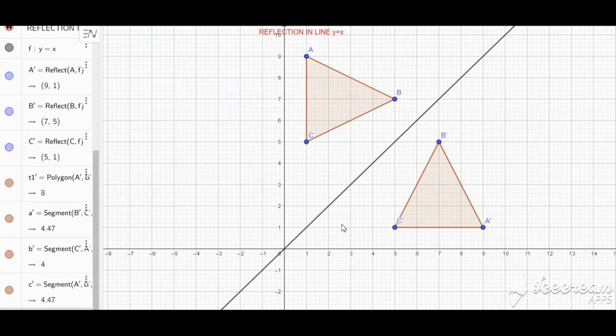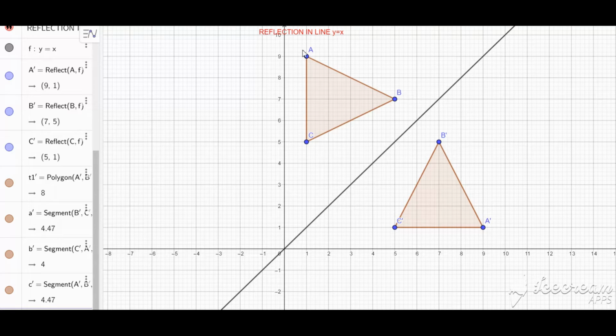Alright? What we notice is that the x and the y coordinates interchange. In other words, the x coordinate becomes a y coordinate and the y coordinate becomes the x coordinate. So that is what happens when we reflect in the line y equal x. The x and y coordinates change to produce the image.